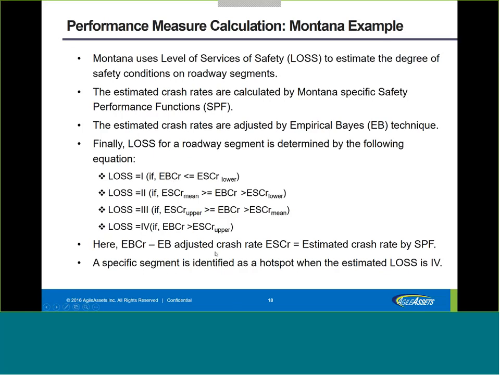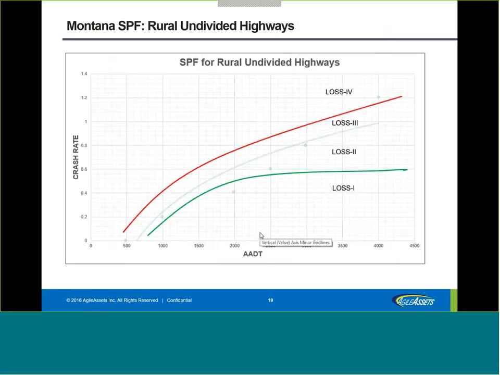And there's a hotspot selection rule. When your level of service of safety is 4, we consider that a hotspot. So this is one of the ways we can identify a hotspot. There are other rules we can also apply in our system. Here is a quick example of the level of service of safety based system that we developed. Montana has their own SPF, and our system is computing the empirical Bayes estimate using all these different data points, and the system is also deciding what the level of service of that specific segment should be, and that's how it's identifying the hotspot.